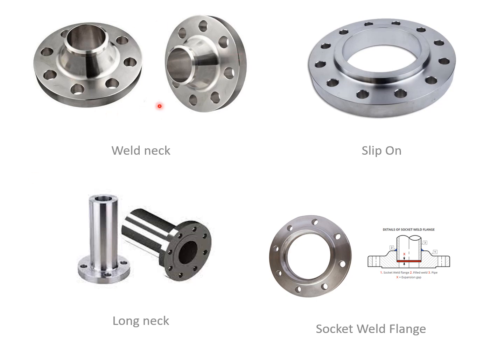So this is weld neck flange. You see this is the neck. Slip-on flange. This is slip-on flange. The pipe will directly go inside and it will be welded over here. Long neck flange, which will have a long neck. Socket weld flange. There will be a socket over here, and the pipe will be welded on the top of the flange.